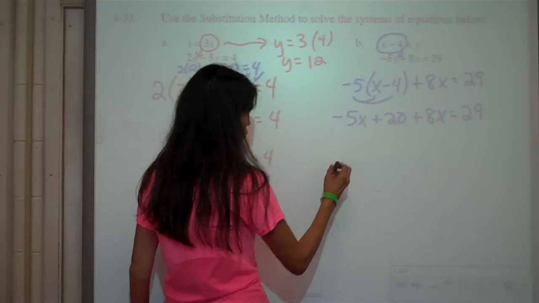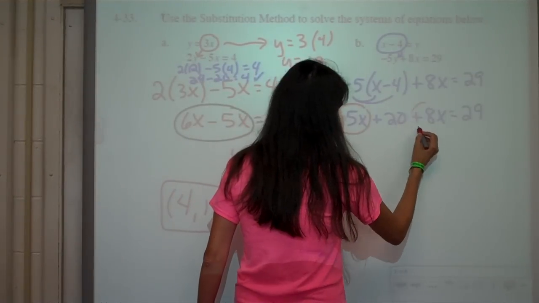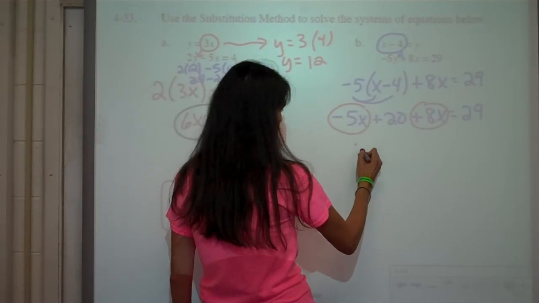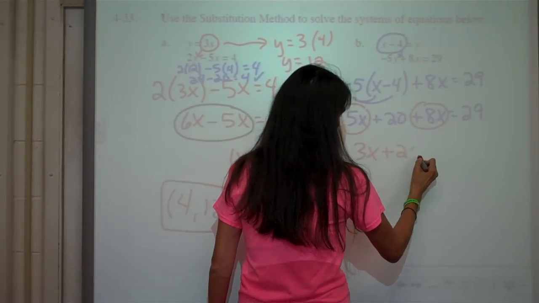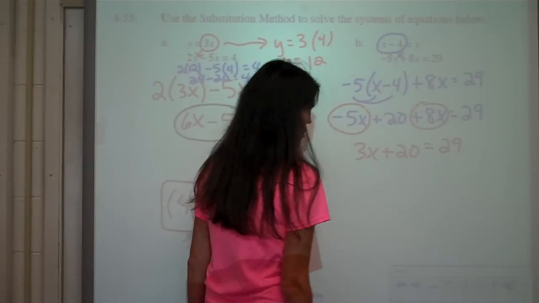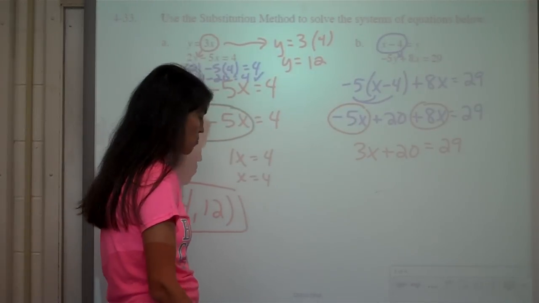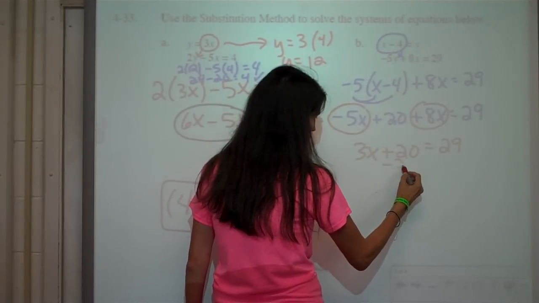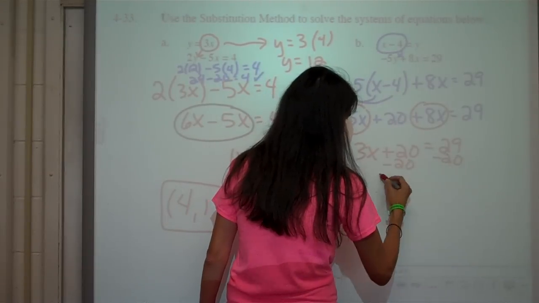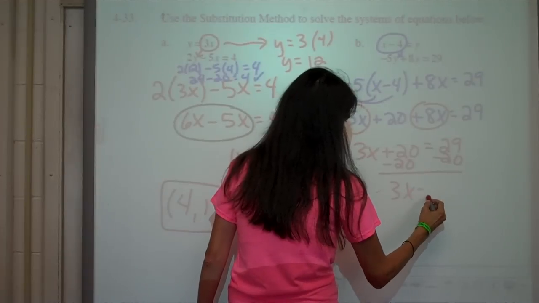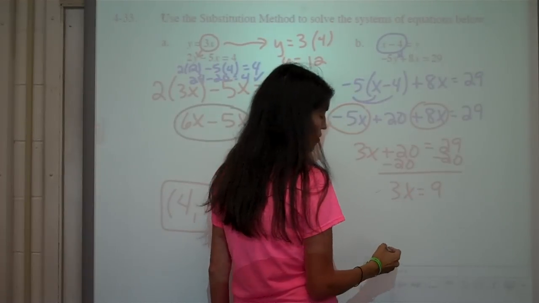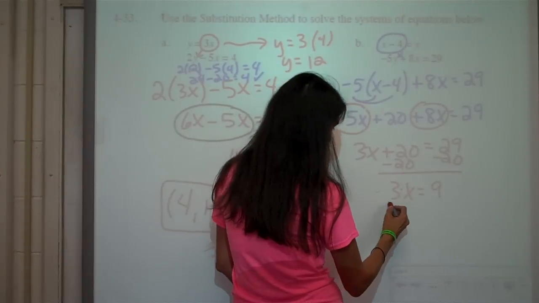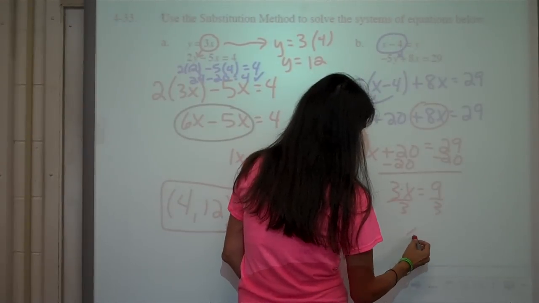Hopefully you were able to get this. These are on the same side of the equal sign. They are like terms. 8x minus 5x is 3x. Two-step equation. I hope at this point you're getting better at it. You want the 3x by itself. To undo adding 20, you subtract 20. 3 times what number gives you 9? x is 3. Or you could undo times 3 by dividing by 3.